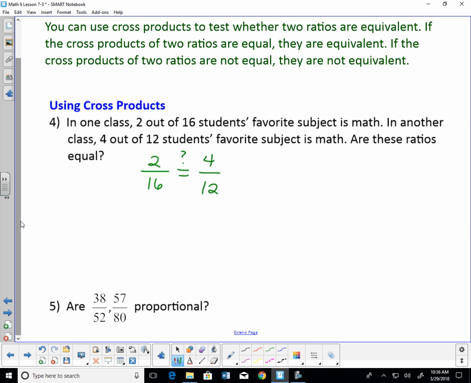So we literally need to figure out the cross products. Is 2 times 12 equal to 4 times 16? 2 times 12 is 24. 4 times 16 is 64. Those are not equivalent, so no, these ratios are not equal.